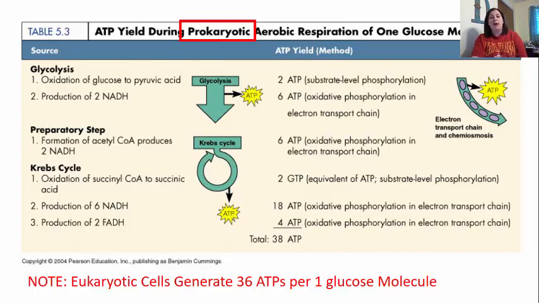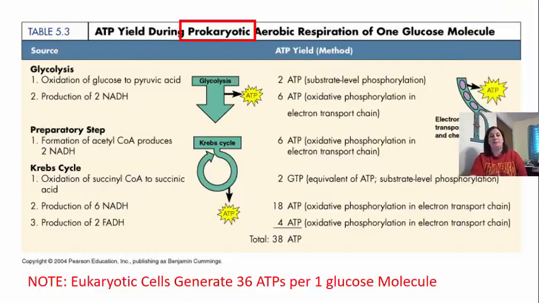Okay, it's showing you how many are made, and it also is showing you what is going to happen in the electron transport system. And this is going to add up those ATPs, where it gives you 38 potential ATPs for a prokaryotic cell. Now, a note here is eukaryotic cells can also generate a large amount of ATP, but they're going to generate 36 ATPs from 1 glucose molecule, not 38.